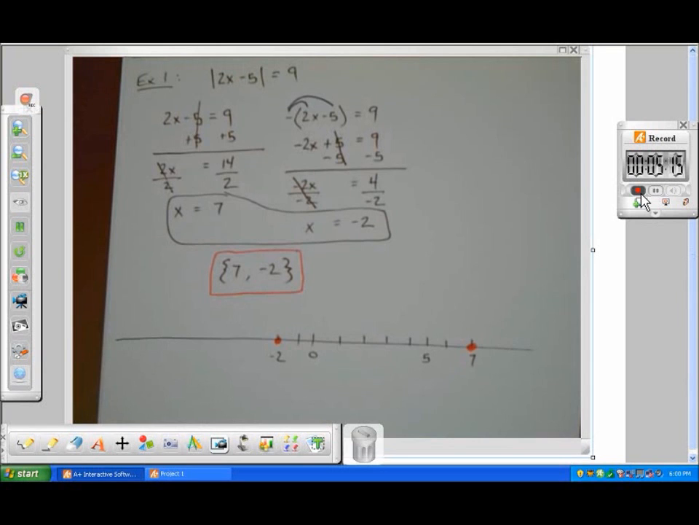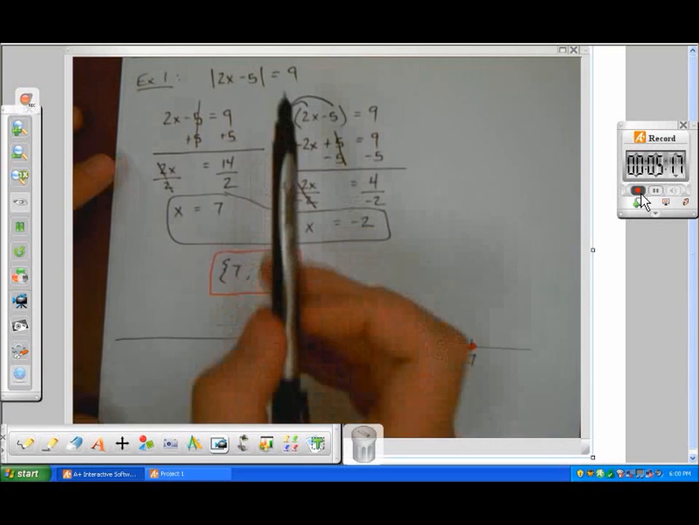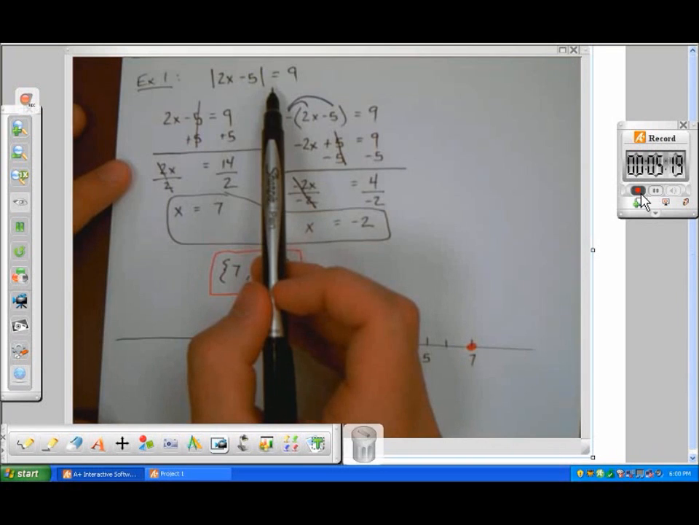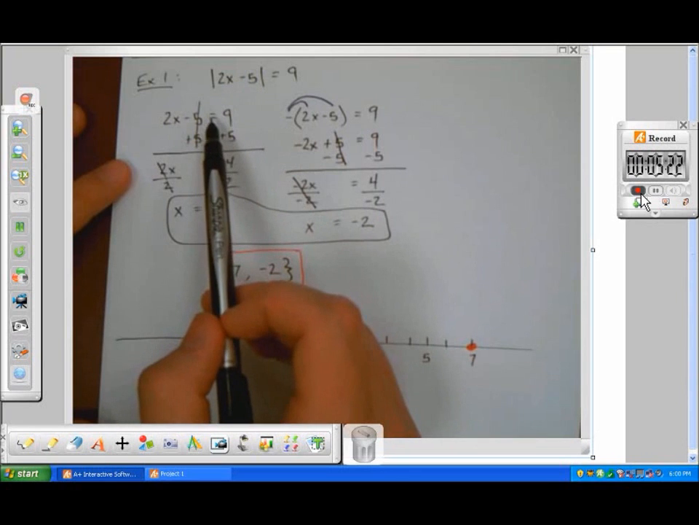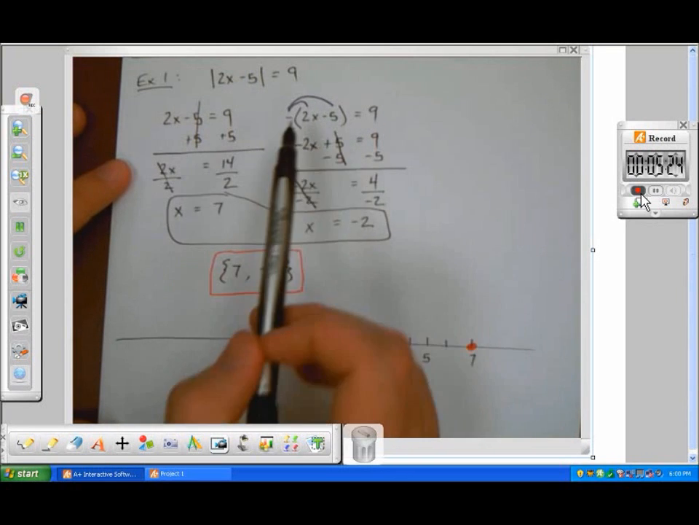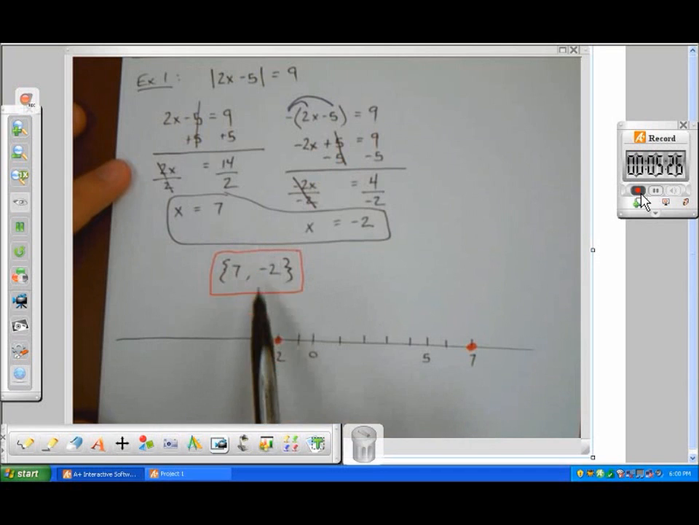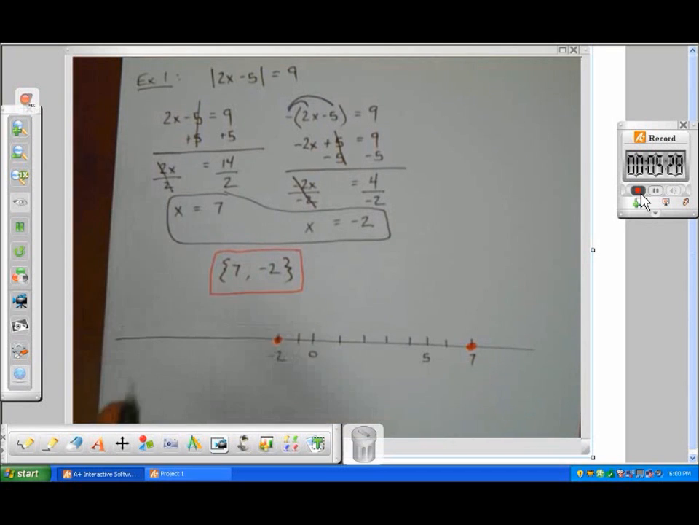The key points you have to remember is that every absolute value equation will always have two answers, a positive and a negative. Solve it just like you would. And there are three different ways we're going to write our answers. It's time for the next example, example 2.